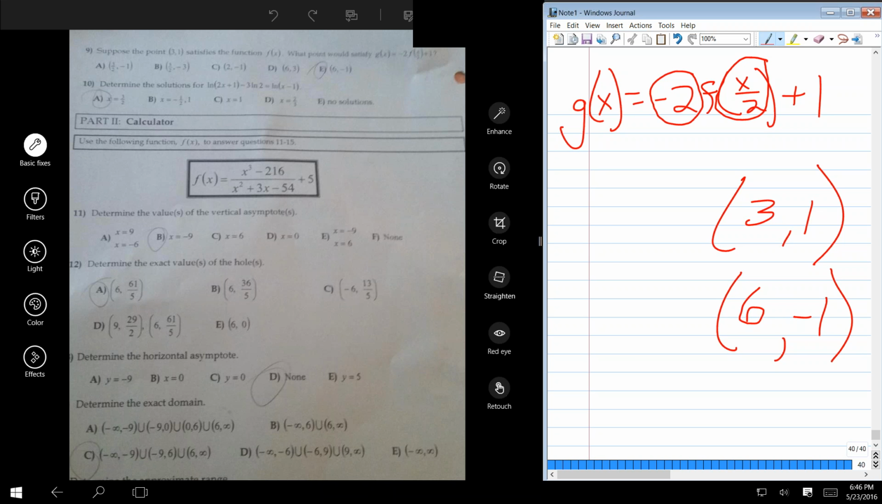6 comma minus 1 should be the point. And that's the way to handle all problems like that: take every single thing that is a translation and figure out, does it affect the x or the y, and then apply it. Starting with your flips first. Notice that I didn't add 1 to that 1 first. I did it last. I wanted to do the flip over the x-axis.